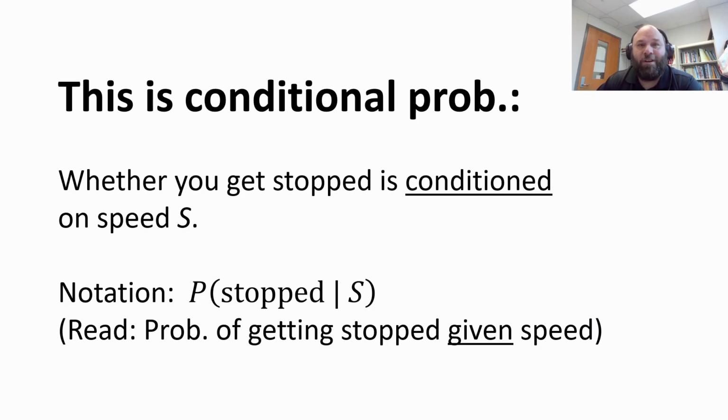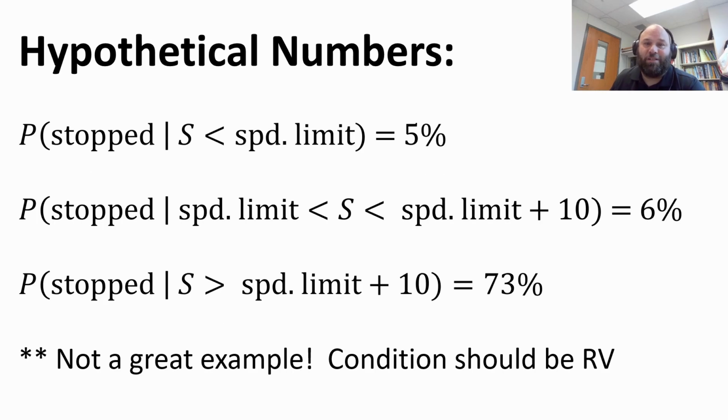And we say that the probability of getting stopped is conditioned on the speed S. In notation, we write P of, and then the variable, whether or not you get stopped, and then a vertical line, and then the variable that you're conditioning on, in this case, the speed. And we read this notation as the probability of getting stopped given the speed, right? And that vertical slash is read as given. So let's see what this looks like with just a few numerical examples.